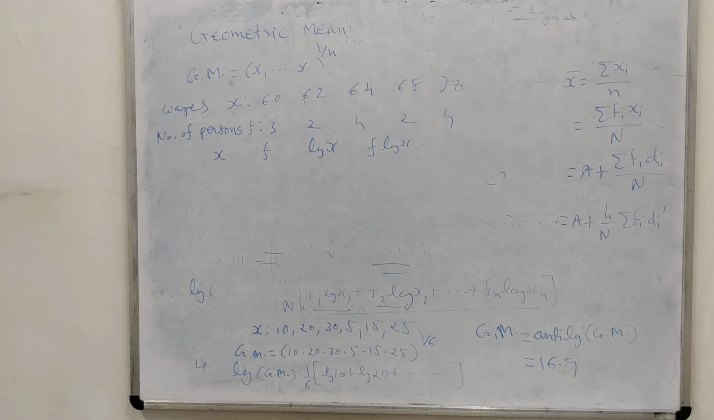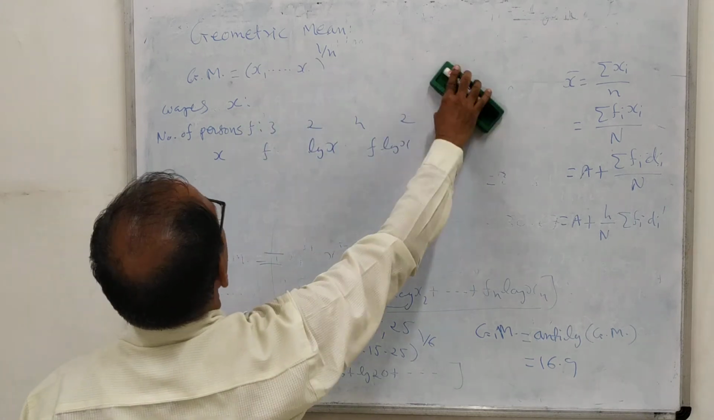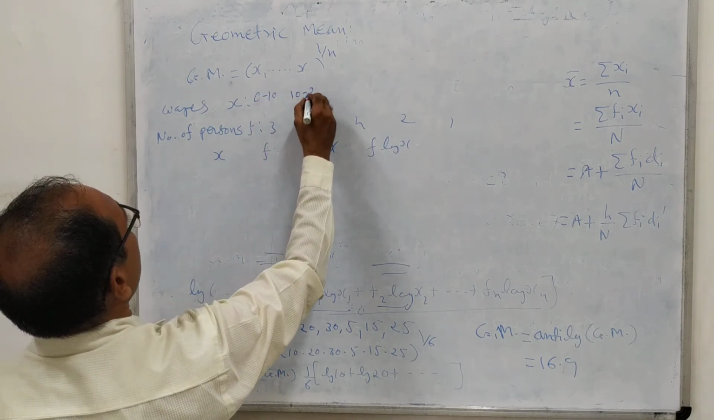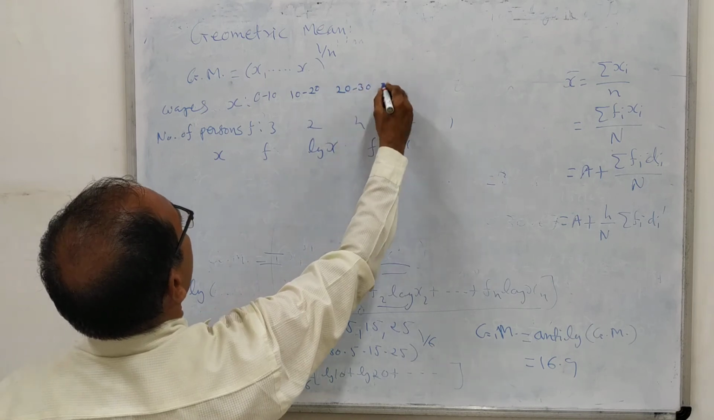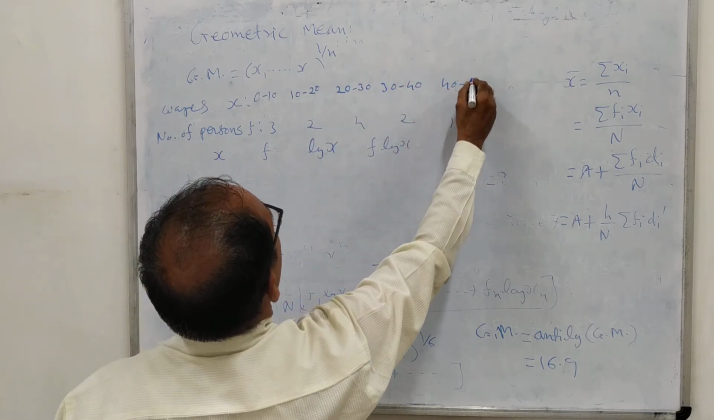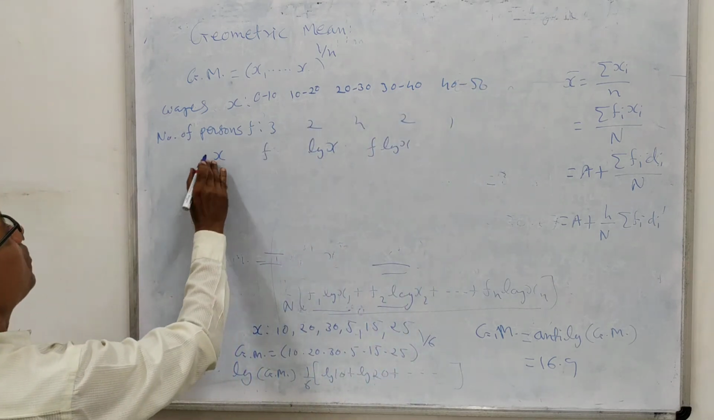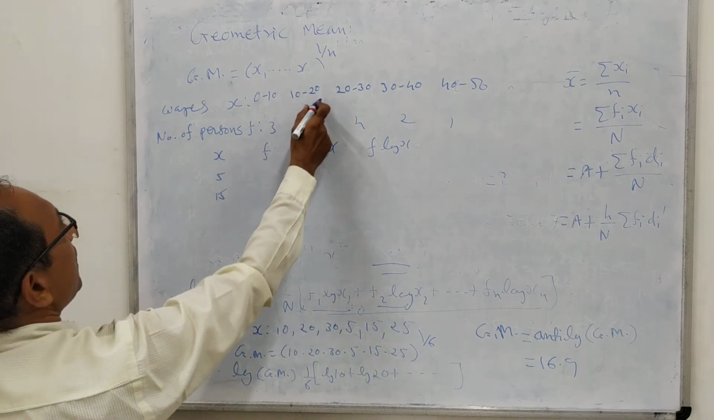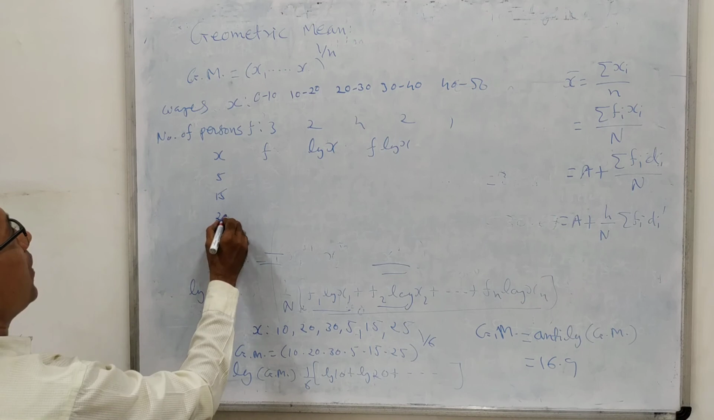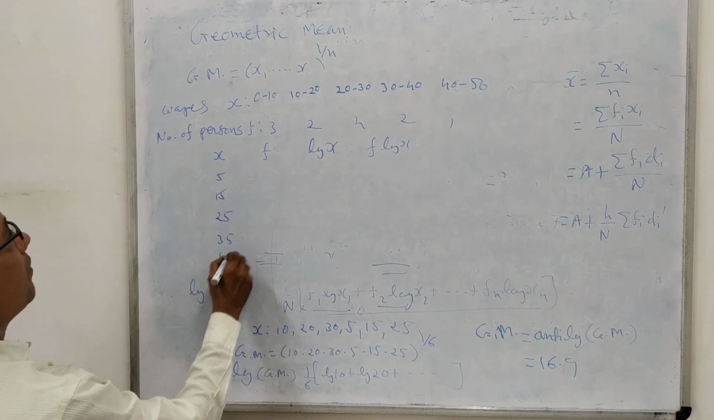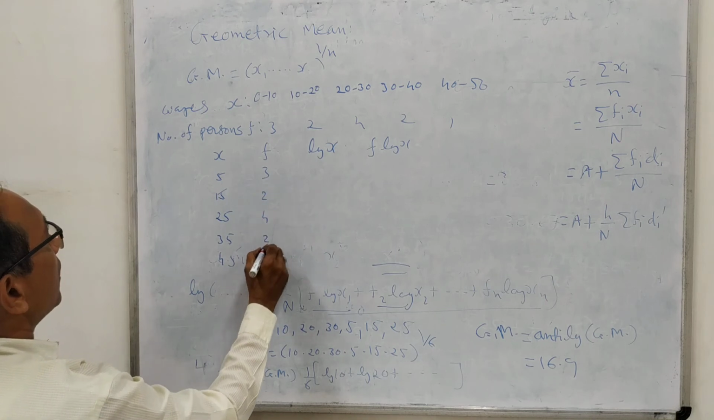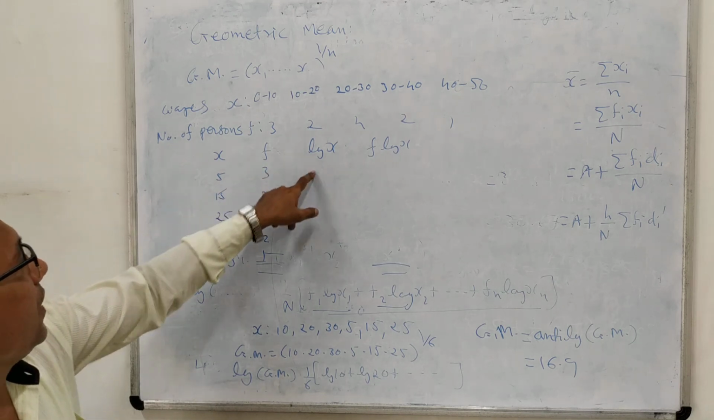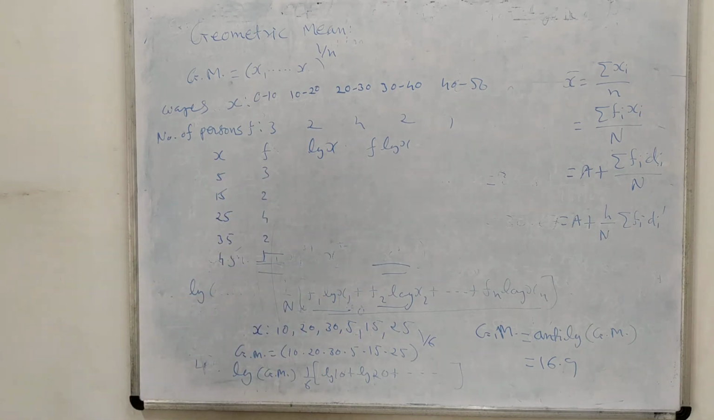Okay, are you clear? And if you are given intervals instead, just like 0 to 10, 10 to 20, 20 to 30, 30 to 40, 40 to 50, then the values of x are the midpoints: 0 plus 10 by 2 is 5, 10 plus 20 by 2 is 15, then 25, 35, 45, and the frequencies are 3, 2, 4, 2, 1. This total you will require over here. The same formula you can use. Log of x you can find, f into log of x you can find, and hence you can solve this example also very easily.